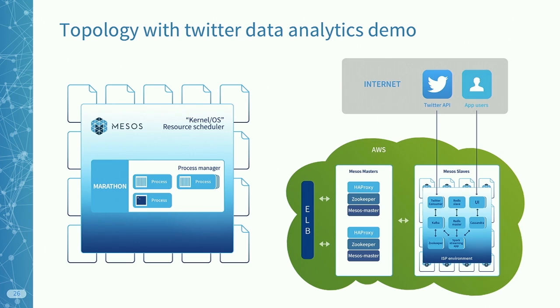And the end result is you would get a deployment topology like what you see on the right-hand side. On top of that, the processes that are brought up and spun up are now your things like Kafka and Cassandra and Twitter feeds and that sort of stuff.